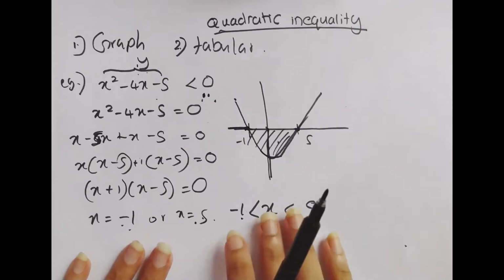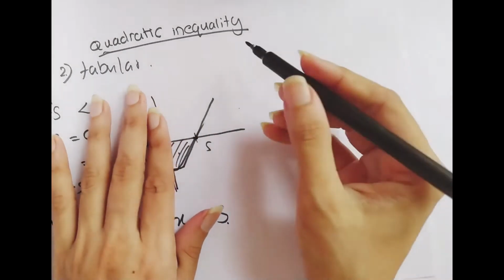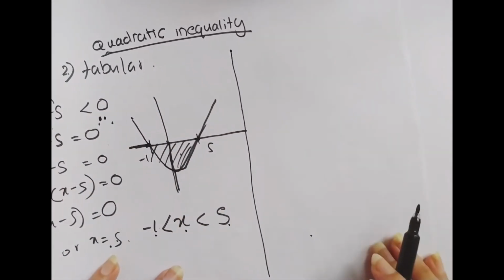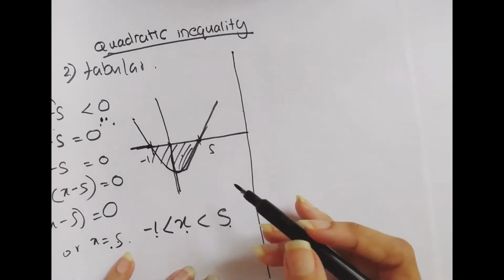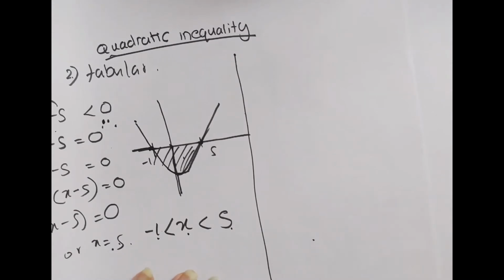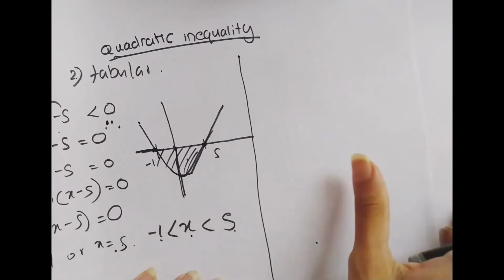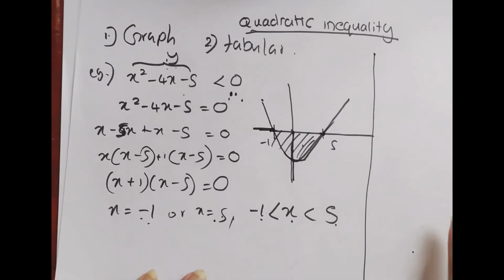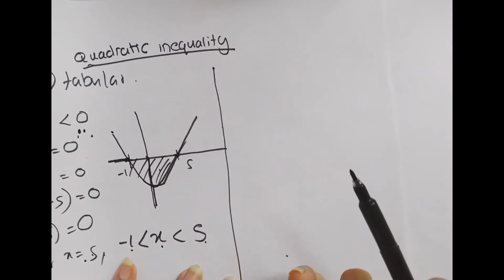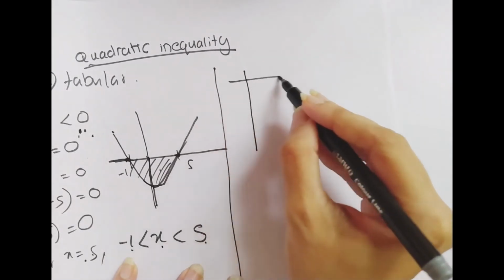Now we'll see the tabular method. I'll take the same example so you can understand, and you will get the same answer. For the tabular method, you have to do the work up to finding the solutions, and then you make a table. So how are you going to make this table? This will be your table.